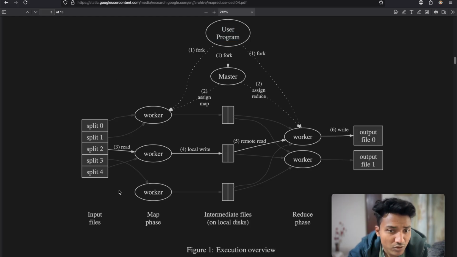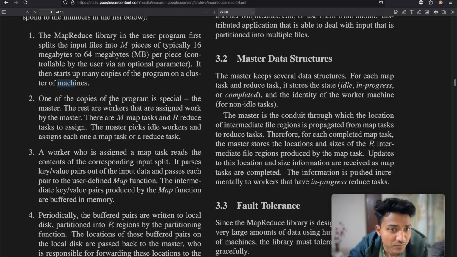So this is split automatically by the library in the user program, and we don't have to do anything. Now that I think about it, it makes sense and is obvious. Let's say we install the library. That library will split or partition the input file, and it will also make different forks of the user program we have written. One of the forks is going to be the master. One of the copies is special, the master, and the rest are workers that are assigned work by the master. There are M map tasks and R reduce tasks to assign.